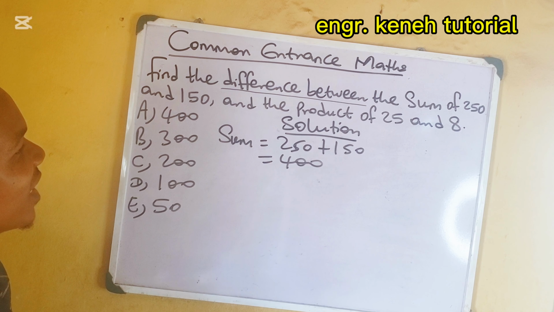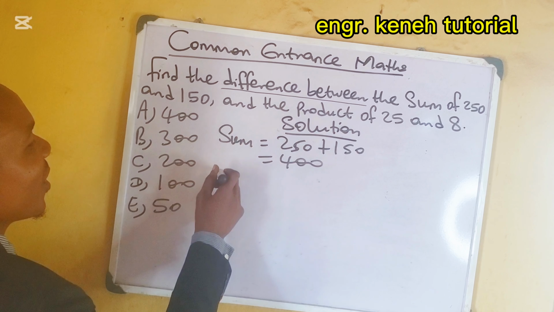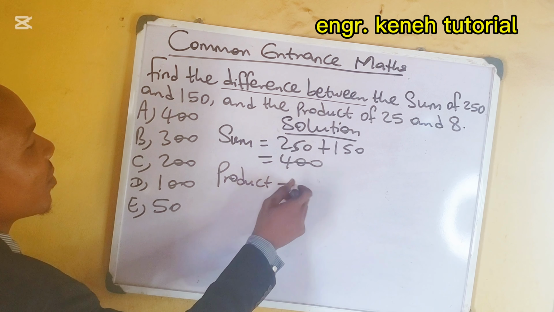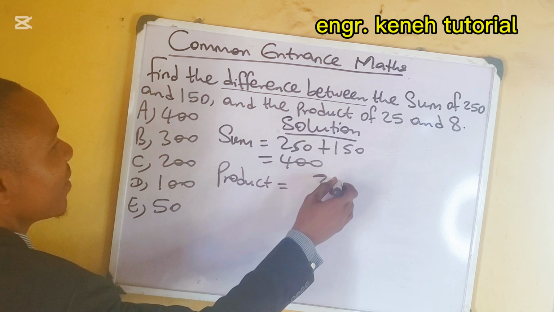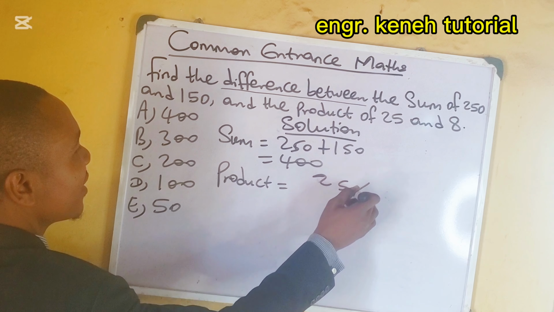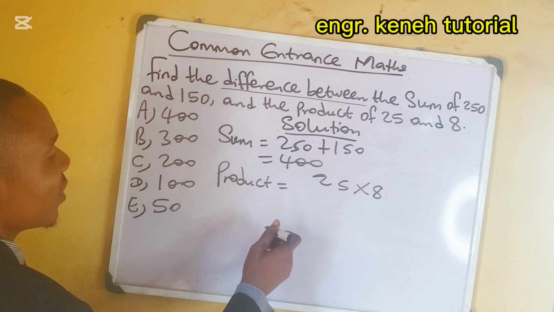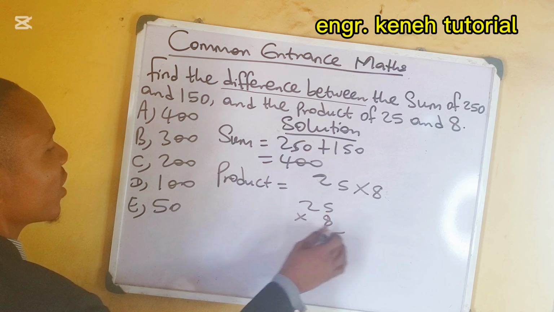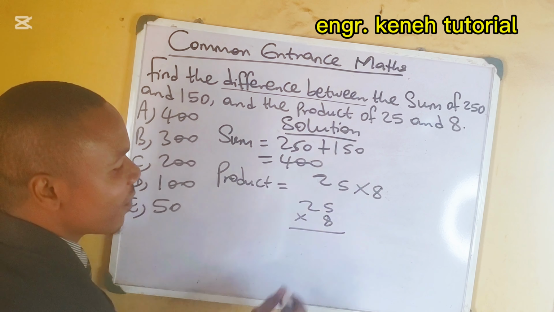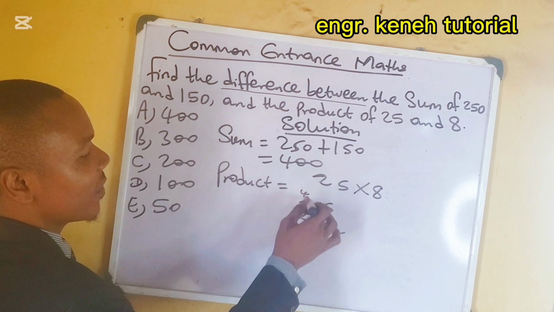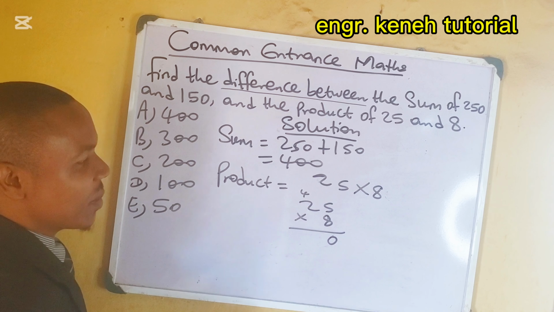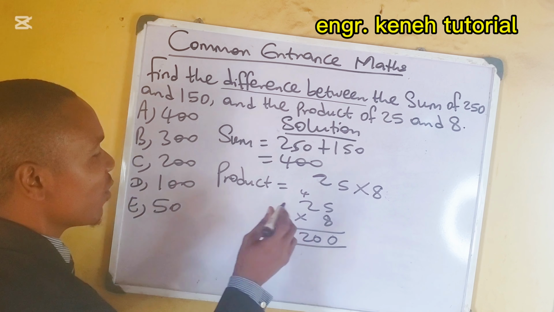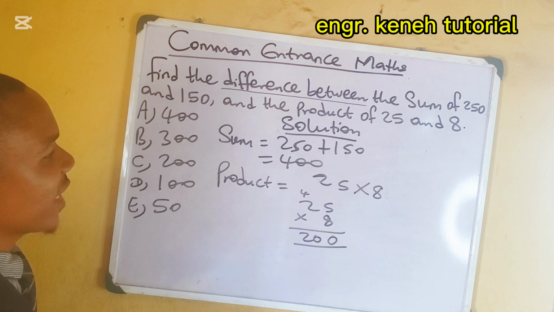Next one we have is the product of 25 and 8 like this. Can you see that? So product simply means multiplication. What you get when you multiply. All right, 8 times 5 will give us 40. Write 0, carry 4. 8 times 2 will give us 16 plus 4, you have 20. So you have like this. This will give us what? 200. Can you see that?